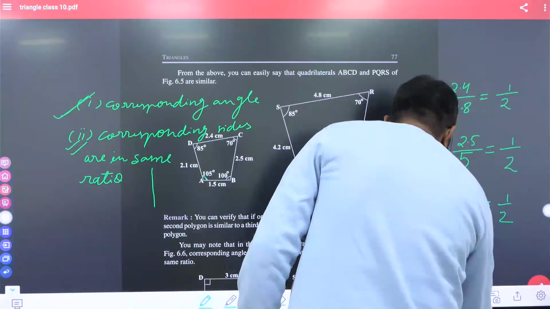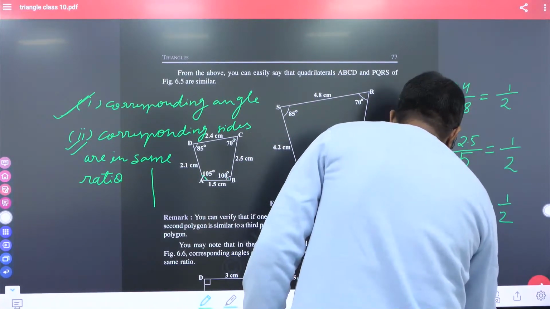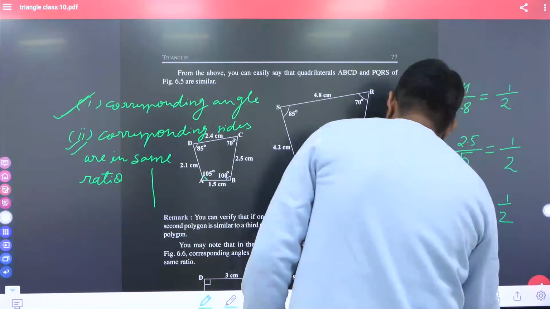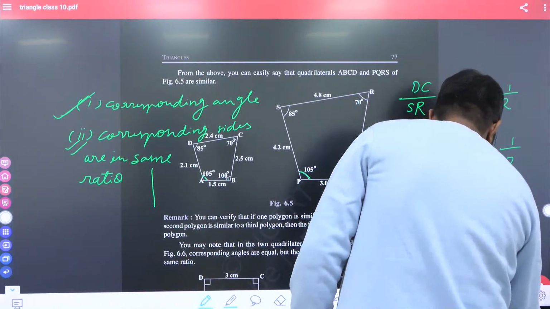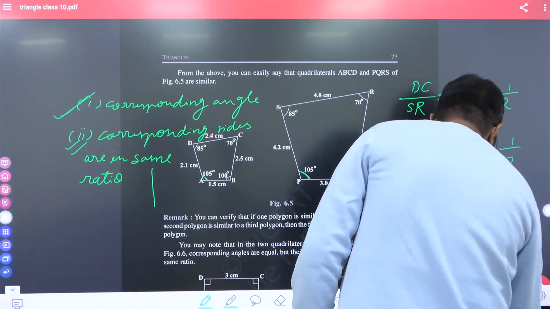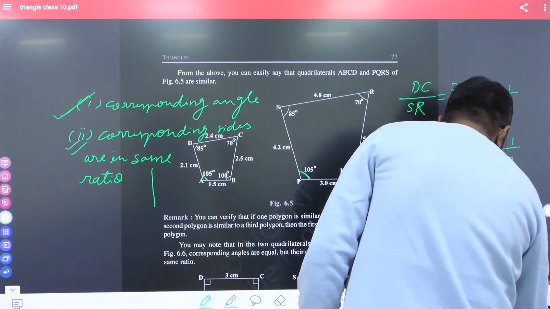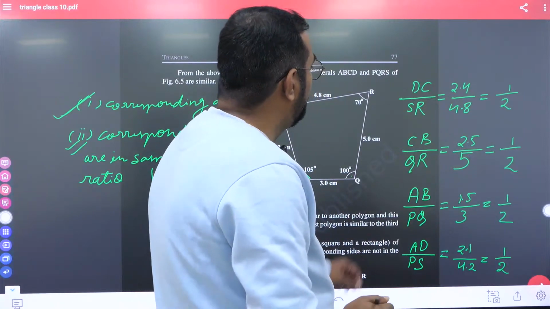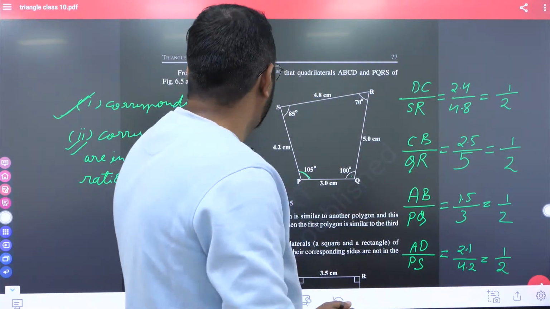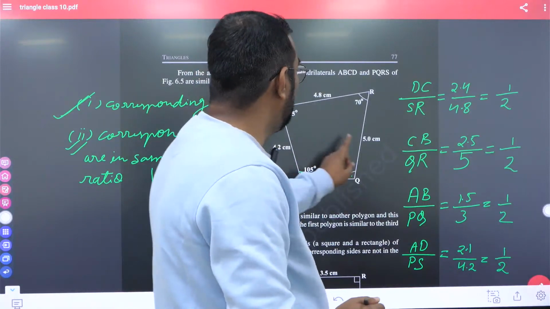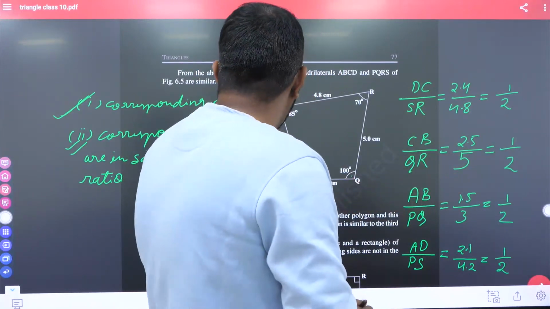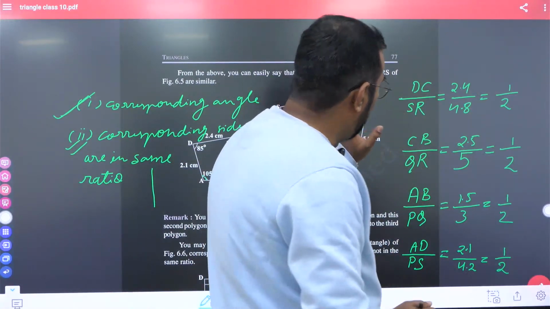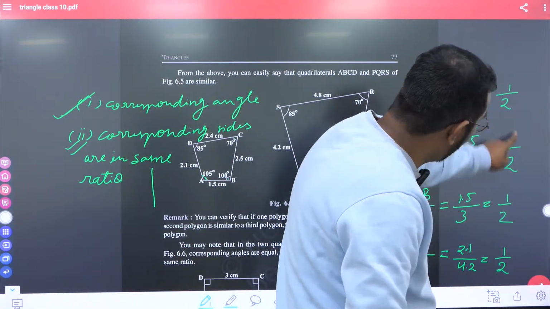And at last AD upon PS. AD is 2.1, PS is 4.2, that is also equal to 1 by 2. So we can see here that the ratios of DC and SR, CB and QR, AB and PQ, and AD and PS are all equal to 1 by 2.